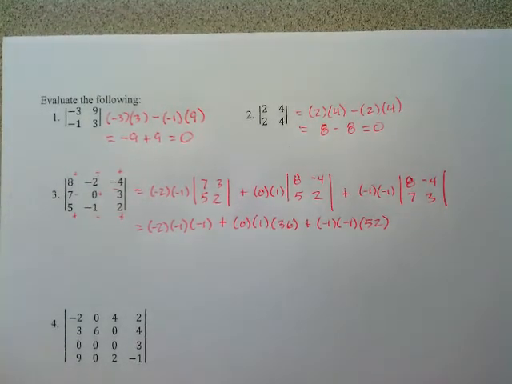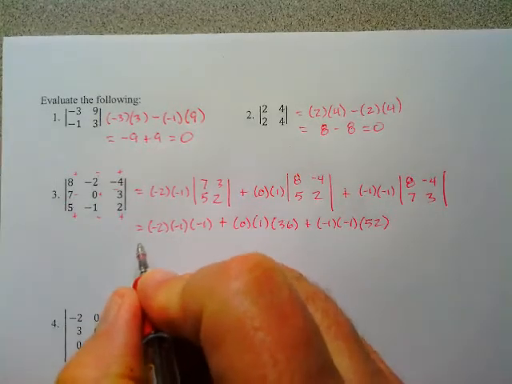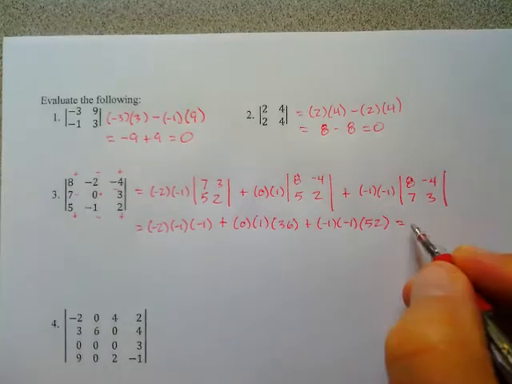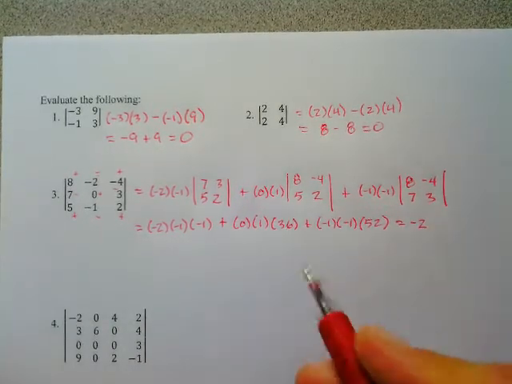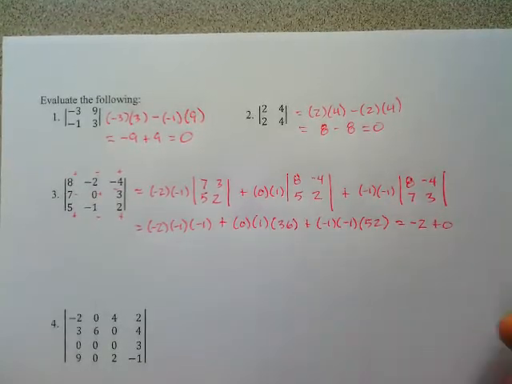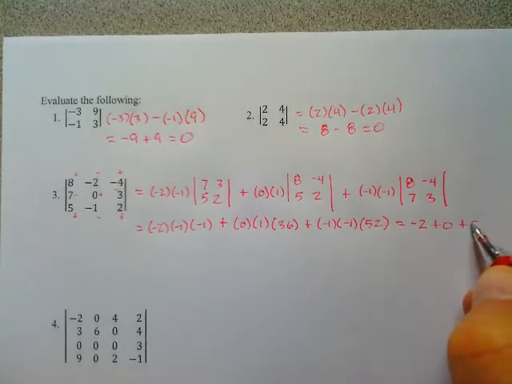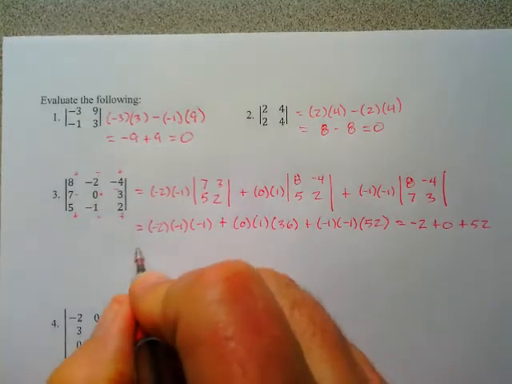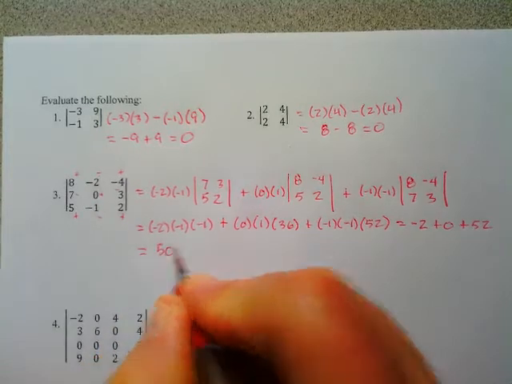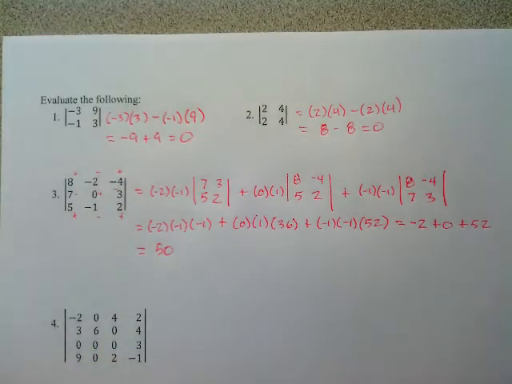And so there we have our minors worked out. And now let's just go ahead and see 2, 1, 1, so that's just a -2. And then this will be 0. And the last part looks like it's going to be plus 52. And so the overall value of this determinant is 50. And so we have found the value of a 3 by 3 determinant.